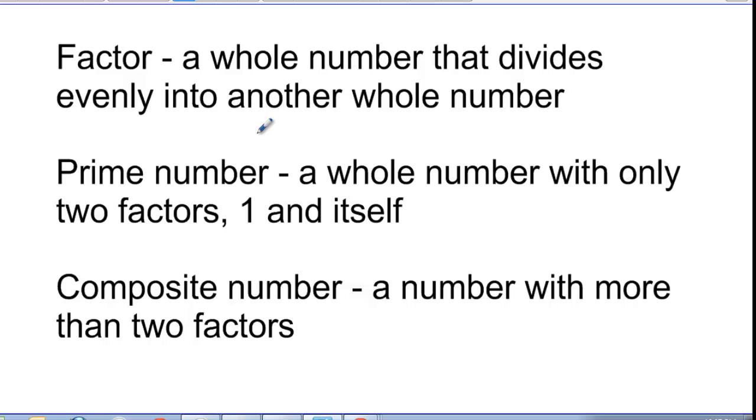A prime number is a number that only has two factors, 1 and itself, and the smallest prime number is 2, because it only has a factor of 1 and 2. Those are the only numbers that divide evenly into 2. 2 is also the only even prime number that there is, because any other even number is divisible by 2, and so it's not prime. A composite number is a number with more than 2 factors. So any number that has more than just 1 and itself would be composite.